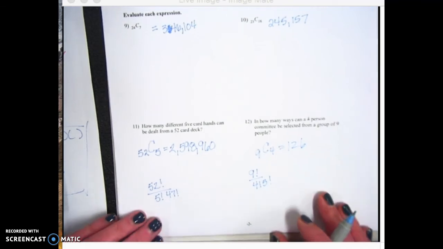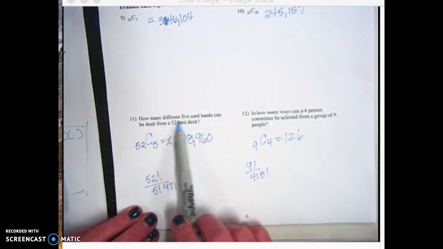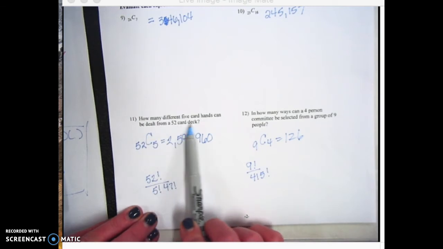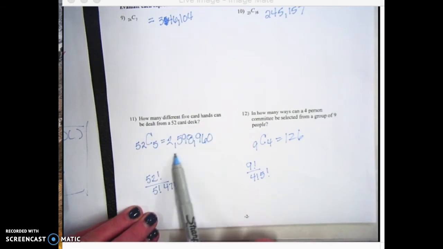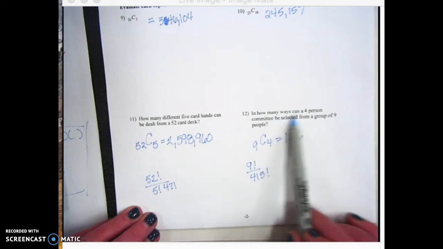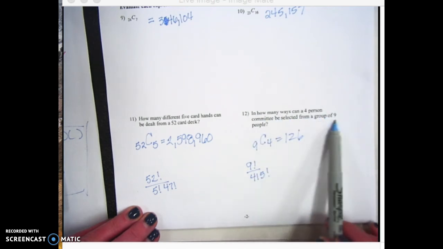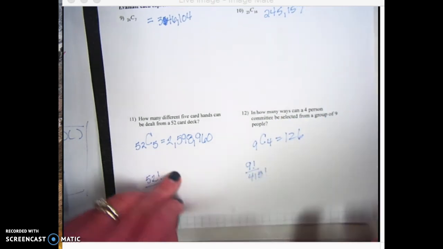For number 11, you just have to figure out what they want you to do. So how many different 5-card hands can be dealt from a 52-card deck? So you're going to do 52, choose 5, type it in the calculator. You should get 2,598,960. Number 12, in how many ways can a 4-person committee be selected from a group of 9? So you're going to do 9, choose 4. You should get 126.